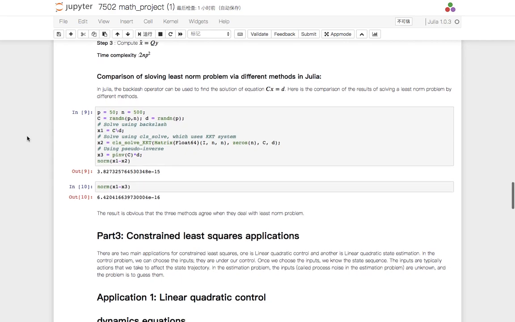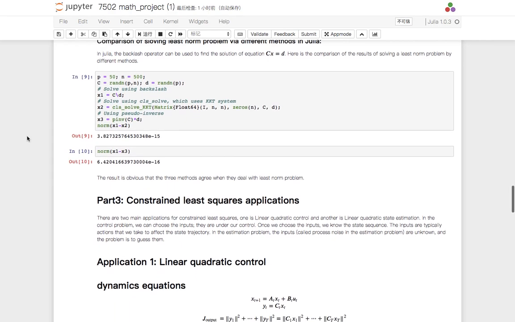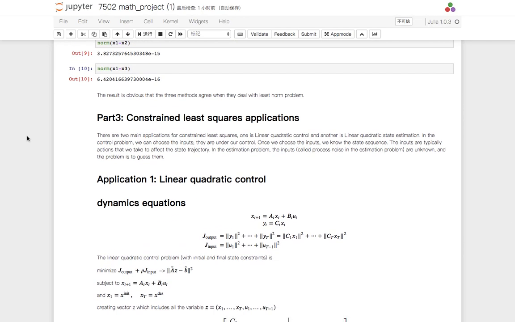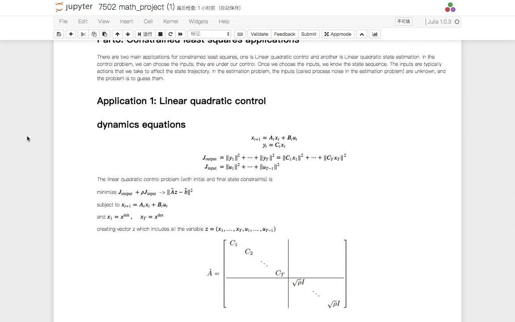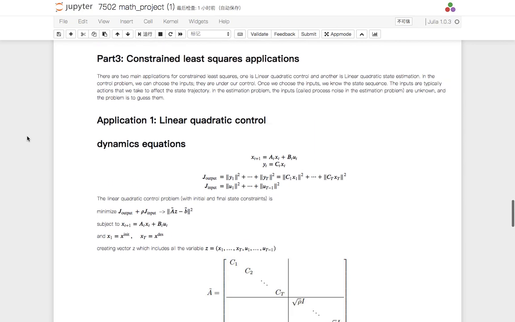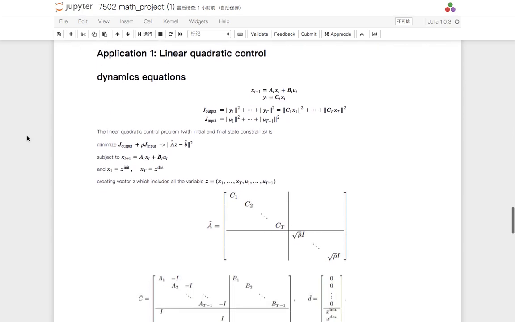Finally, we want to make a short introduction of the applications of CLS. There are two main applications for constrained least squares. One is linear quadratic control, and another is linear quadratic state estimation.